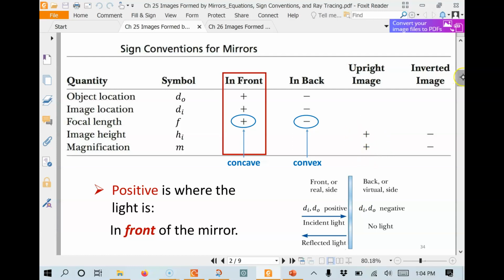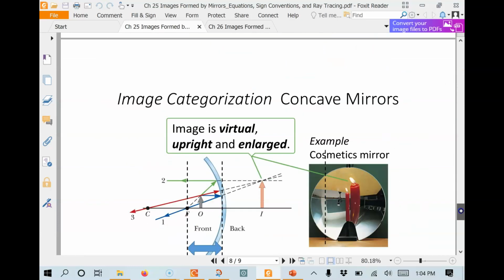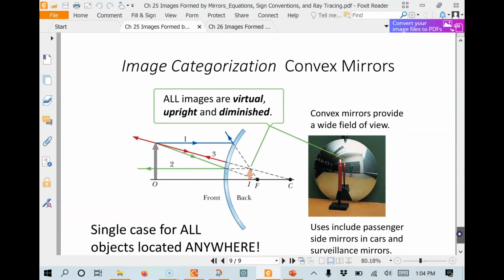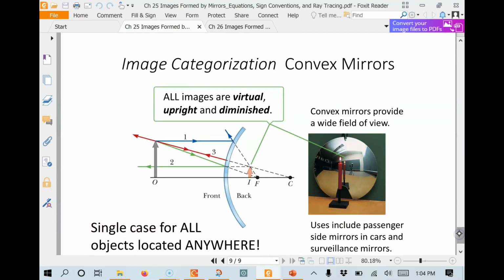Let's go down and look at the characterization for convex mirrors, since that's what we're dealing with. That's a concave. Way down at the end, convex mirror. Hey, look, for all images, it doesn't matter where the object is, it's going to be virtual. That means it's going to be on the back. It's going to be upright, and it's going to be diminished. Okay, so that's good to know as well.